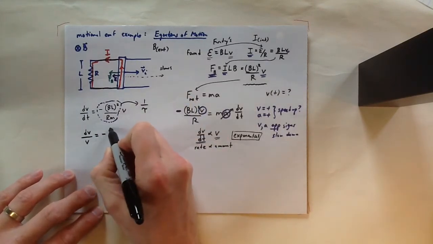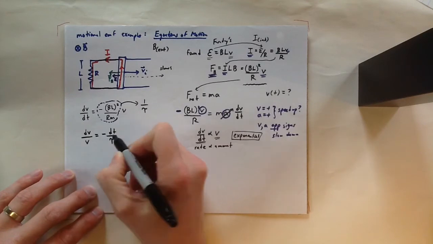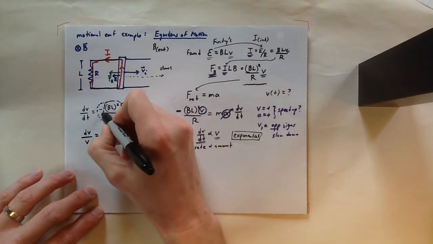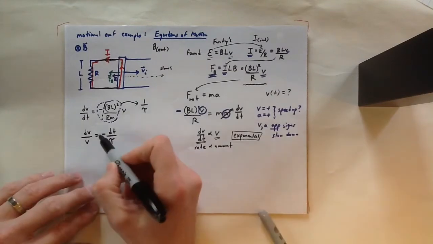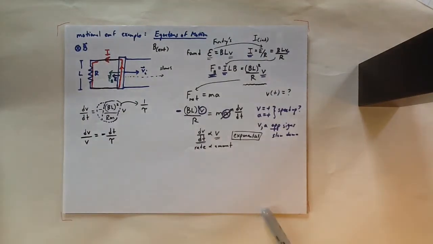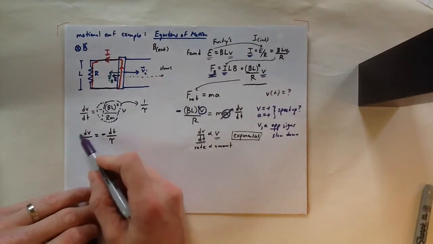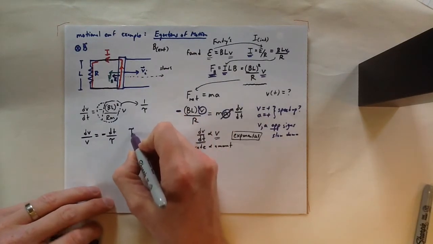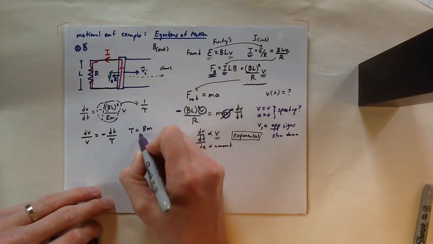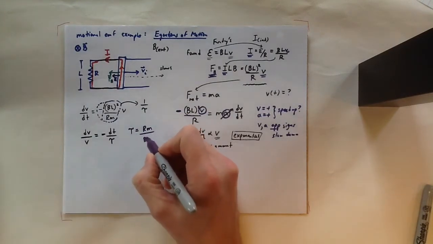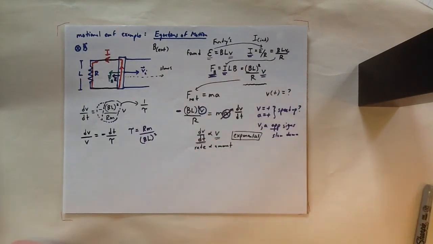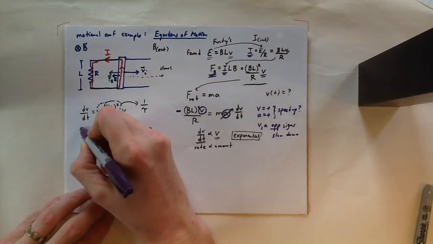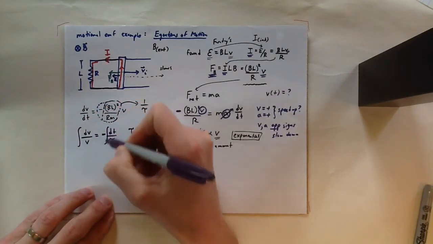Over here, not including the minus sign. So the minus sign does not go into tau. I'll keep it out here in the front. And so now we have put all the V stuff over here, and I should write down over here, tau looks like this. And now we're ready to integrate. So let's go ahead and do that. We're going to integrate both sides.